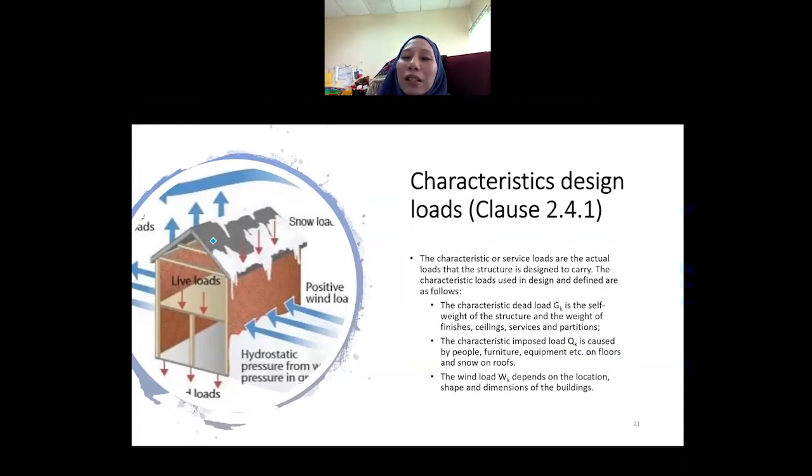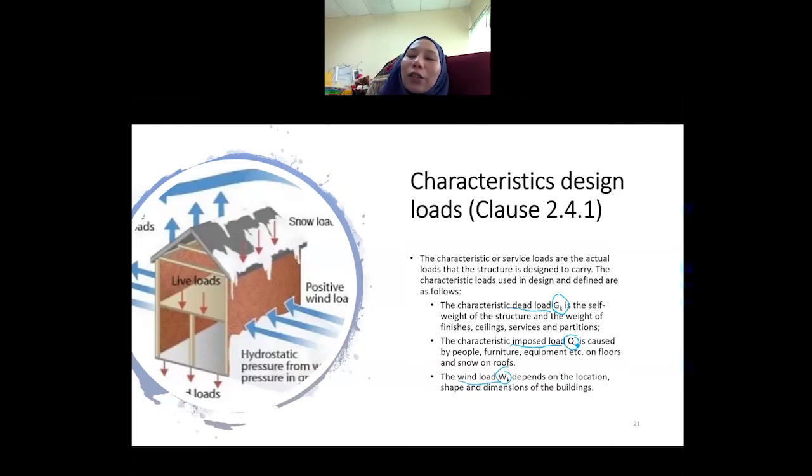Okay, next. We have pasal loading. Okay, first thing, bila kita design, satu benda yang kita kena tahu adalah loading. First thing first, mesti loading yang kita akan calculate first. Okay, for building, you have the three types of loading, which are dead load, imposed load, and also wind load. Okay. So dead load, simbol dia adalah GK. Okay. Imposed load, QK. Wind load, WK. Okay. Ini simbol dia.